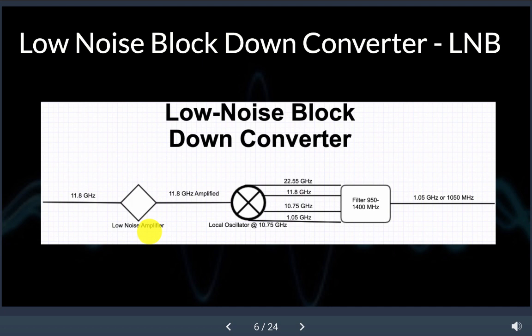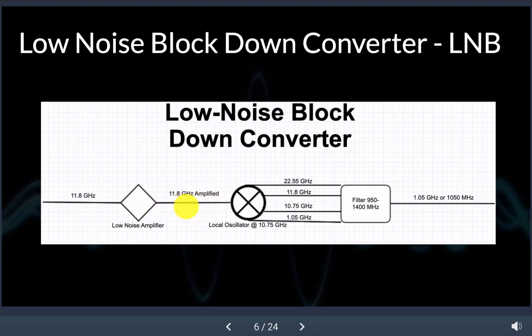The reason that we amplify the signal out at the antenna is because it is away from all of the other equipment that's inside your facility, which generates noise. We don't want to amplify noise. We want to amplify our target signal, so we're going to amplify it out here away from the noise.